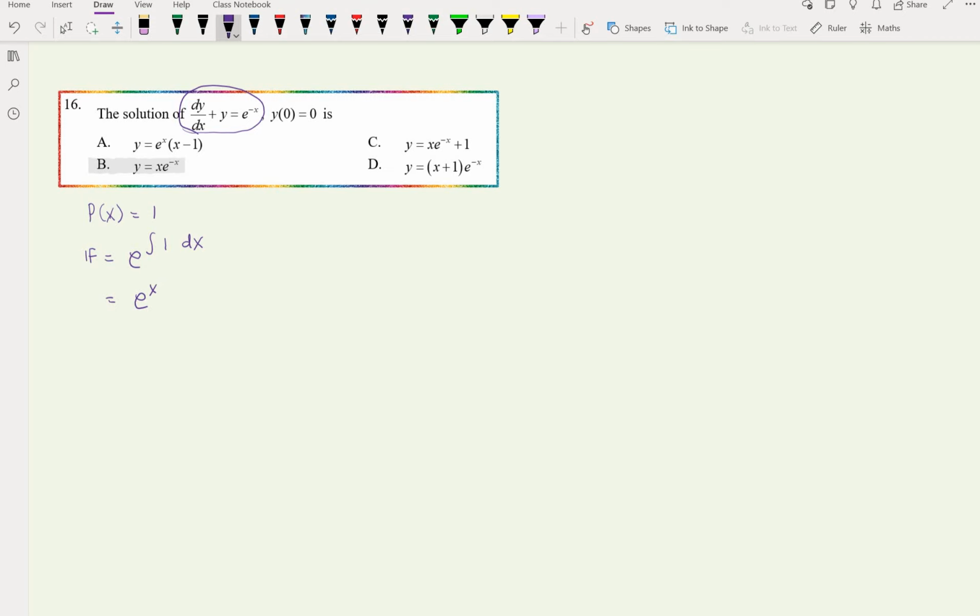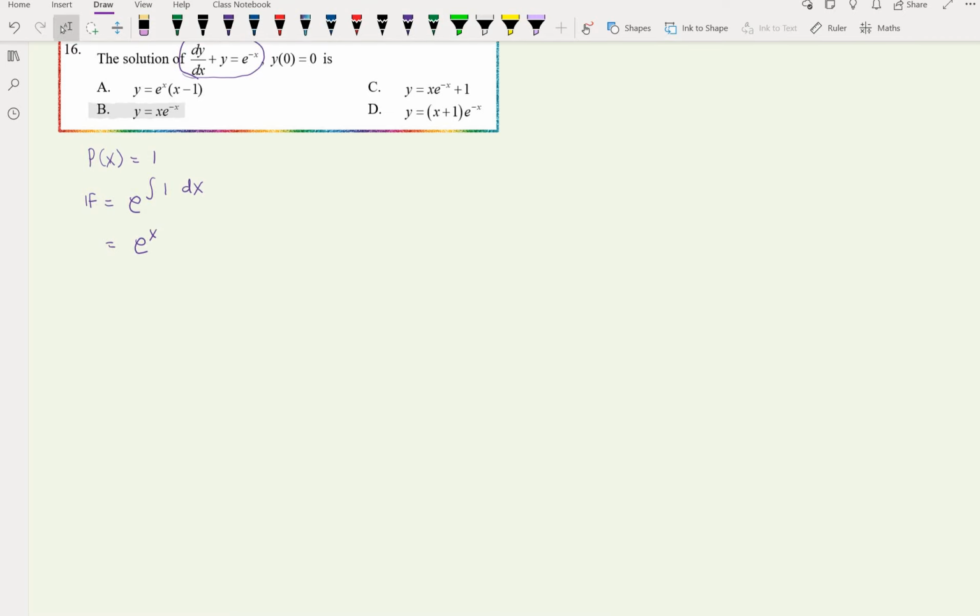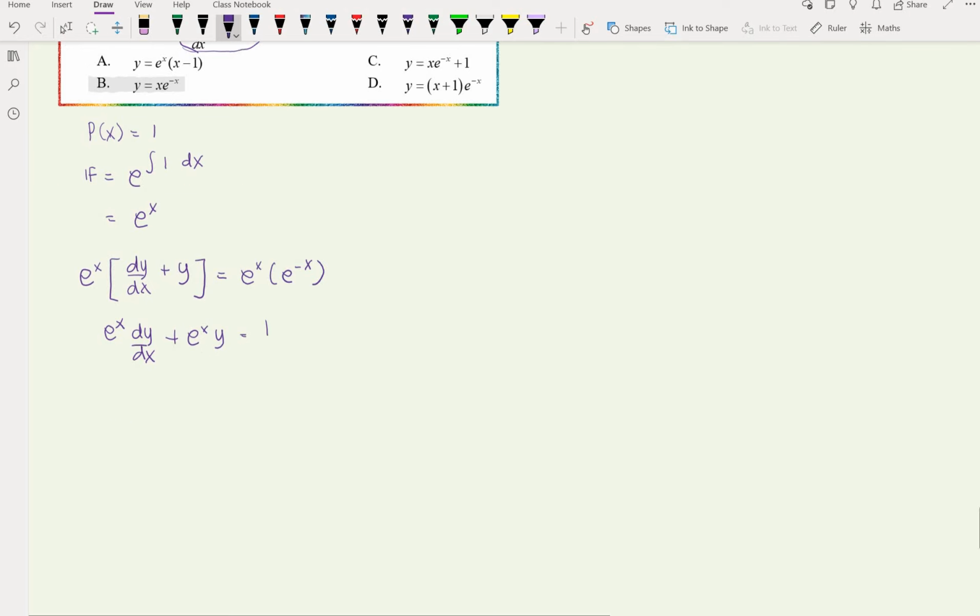and that gives me e power of x. Next step is we are going to multiply that integrating factor to my differential equation. So I'm going to have e power of x multiplied by dy dx plus y equals to e power of x multiplied by e power of negative x. So expanding that gives me e kuasa x dy dx plus e power of x y is equal to 1. Okay, sebab apa? We are going to get e power of 0.